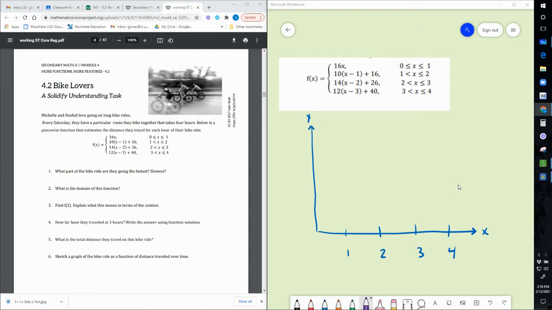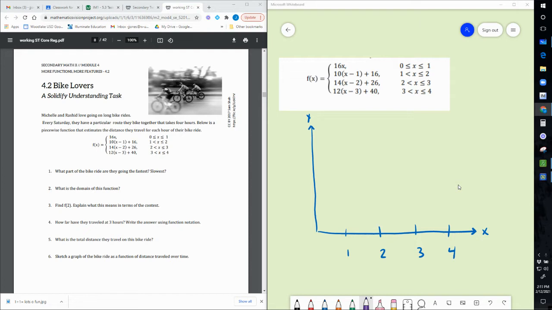Today we're going to learn about task 4.2. It's a solidified task. What that means is that you're going to use your knowledge from the last task of piecewise functions and linear equations and extend it and solve these problems. So let's go ahead and get right into it. We're going to talk about the things that you should notice in a second.